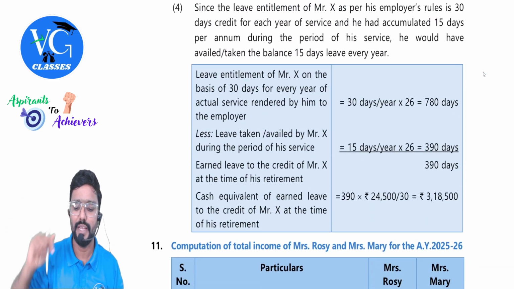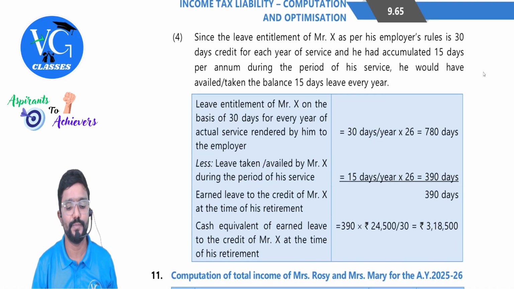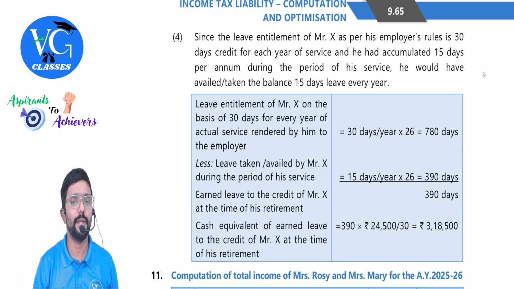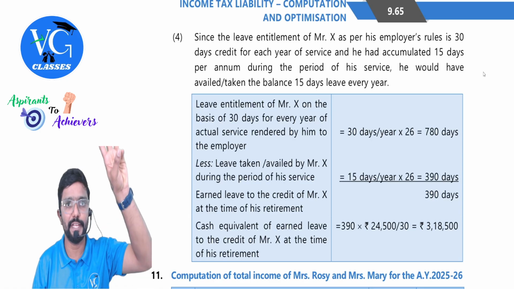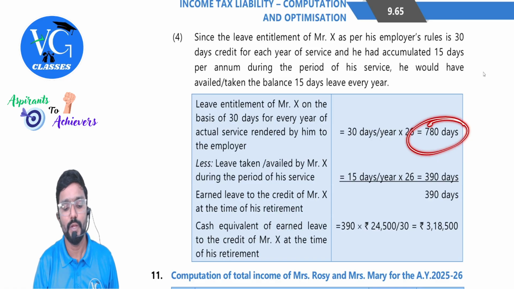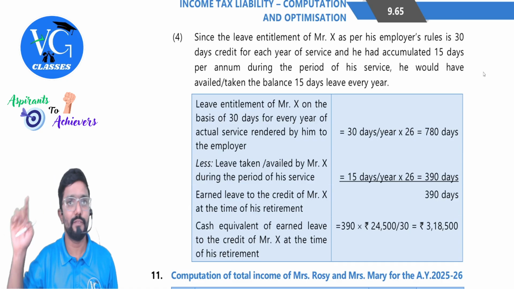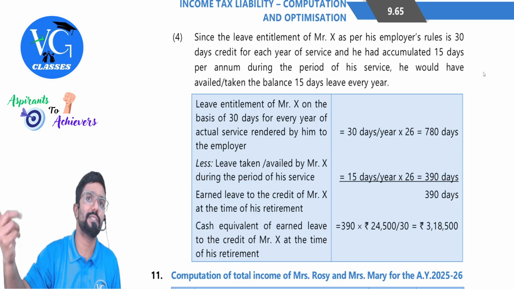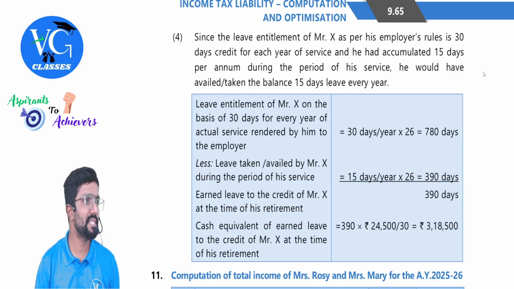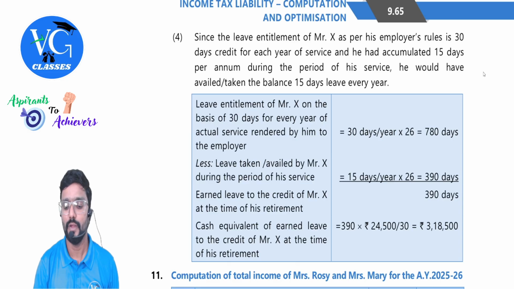Correct, 13 months. But here they have done it in a different way, with days. Leave entitlement of Mr. X is on the basis of 30 days for every year of actual service rendered by him to the employer. As per the IT Act also, 30 days only. So, what is the total leave eligible for him? 780 days. He has a leave credit of 15 days, meaning he has taken how much? 15 days each year, so leave taken reduces 390. For each year, he has taken 15 days leave. So, what is the leave credit? 390 days. So, they have taken that.